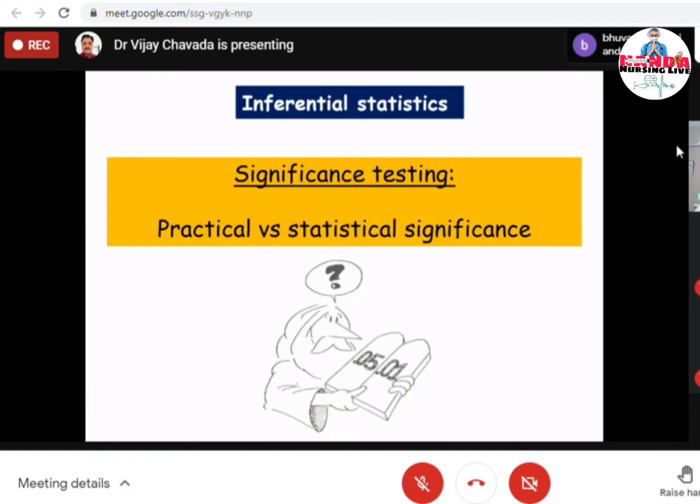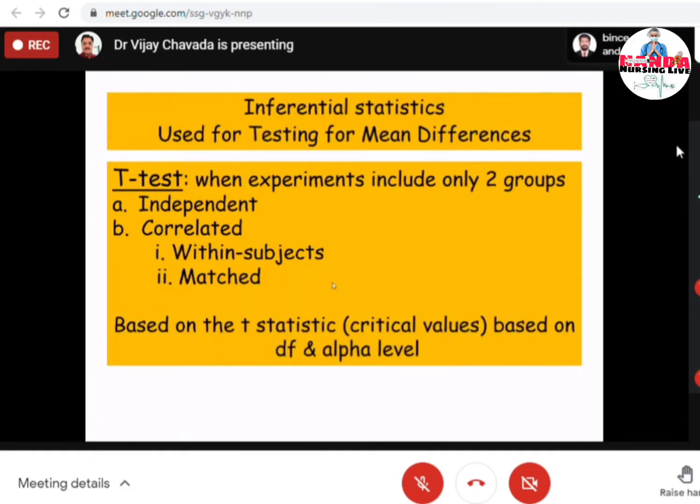So the significance testing is practical versus statistical significance. Now it's a lengthy topic and our time may not permit us to include everything, so here is a brief of what is what.